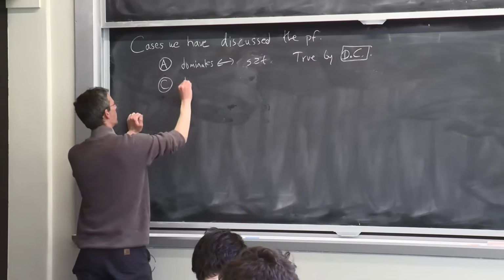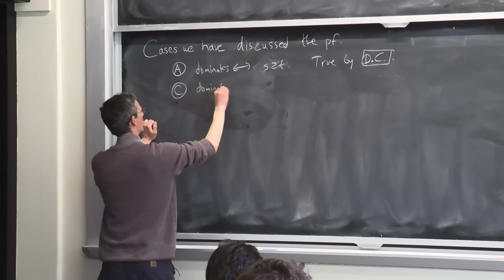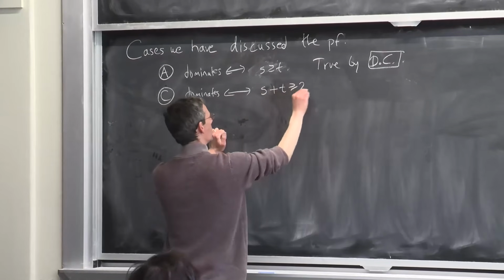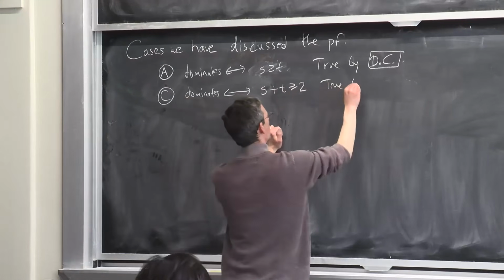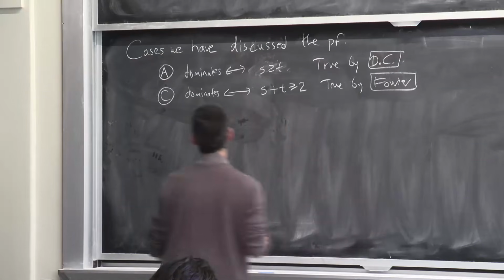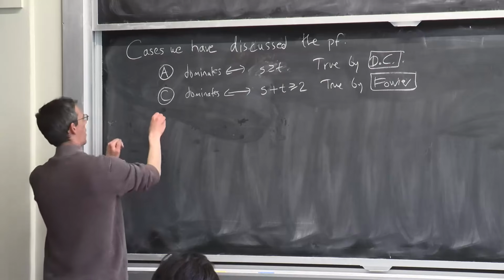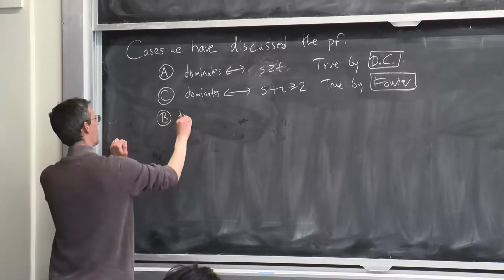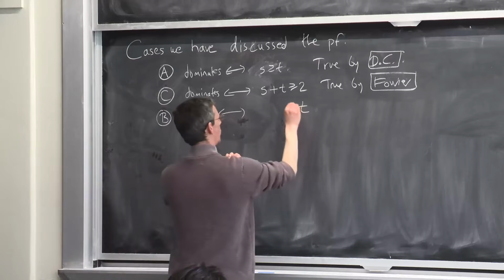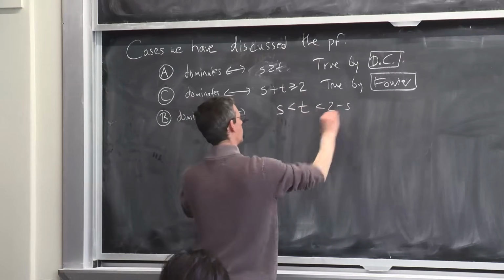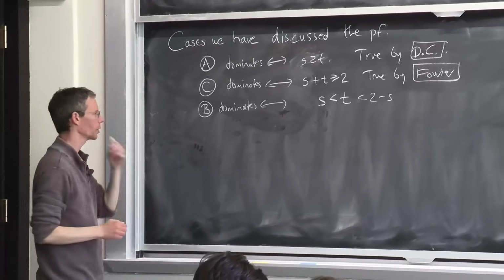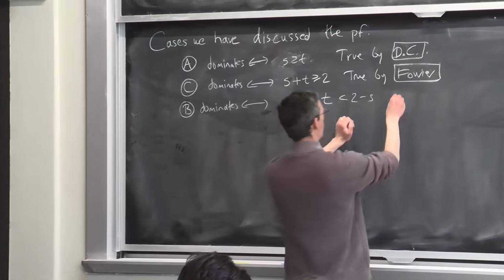And C dominates if and only if S plus T is greater than or equal to 2. And that's also true by the Fourier method. OK. So B dominates otherwise. And it's actually important to write down this otherwise. So T is between S and 2 minus S. That's what's left. And this one we don't know yet.